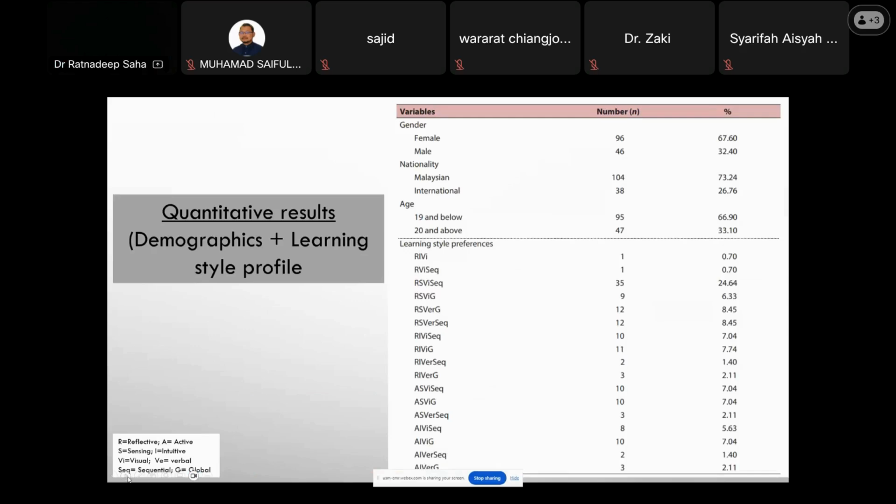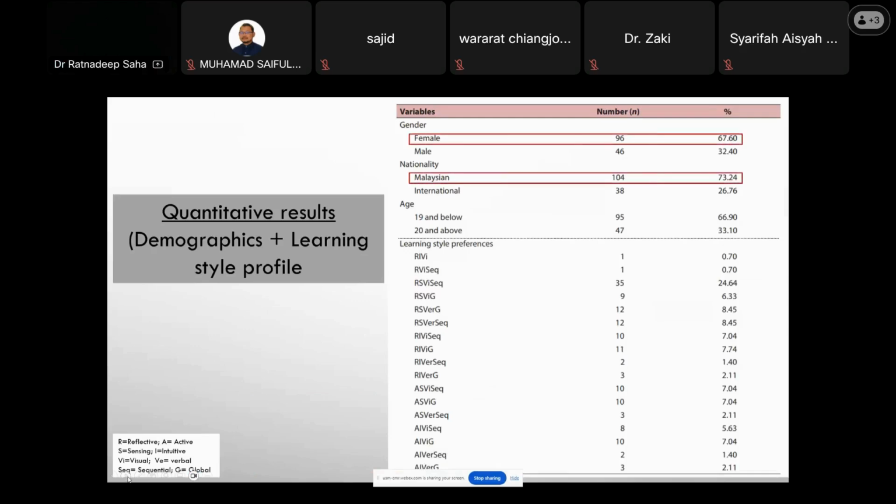We found that the female participants were predominant in our study, and Malaysians overshadowed the internationals, with a mean age of around 19.5 years. Out of the Malaysians, ethnic Chinese led, followed by Malays and Indians. However, that statement has not been shown in this particular table. If you see the lower part of this table, it shows the preferences adopted by the year 1 students.